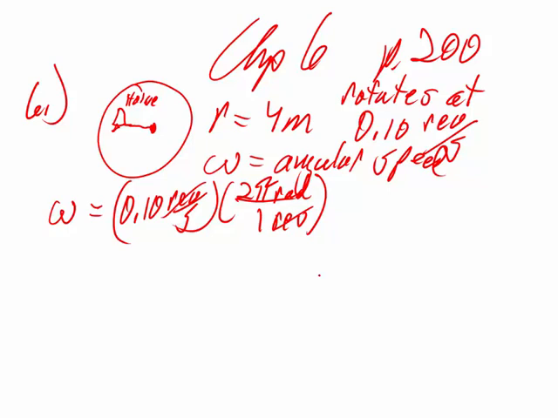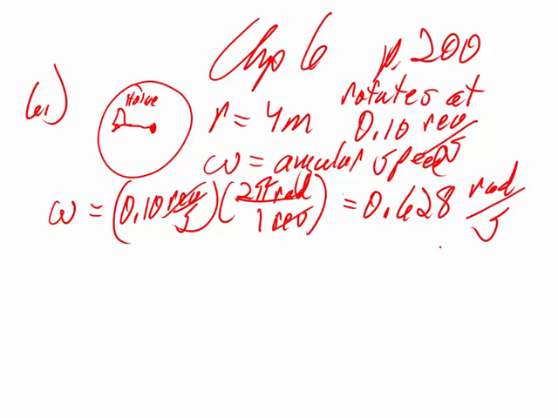And what do we get? Well, we get 0.1 times 2 times pi, and it's 0.628, and that's radians per second. All right, so now we know the angular speed.